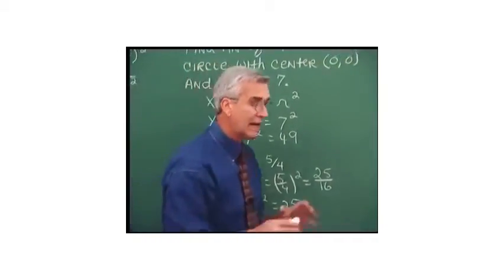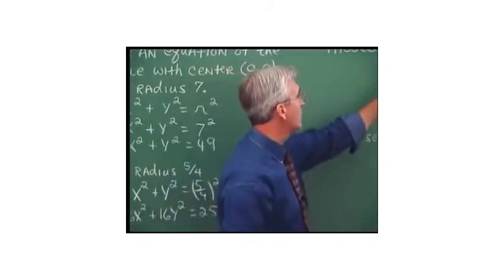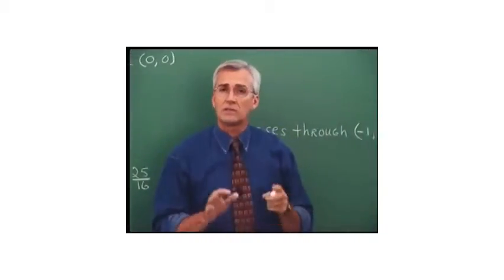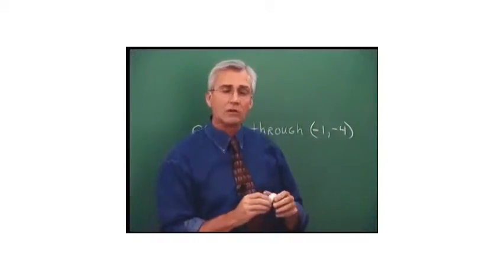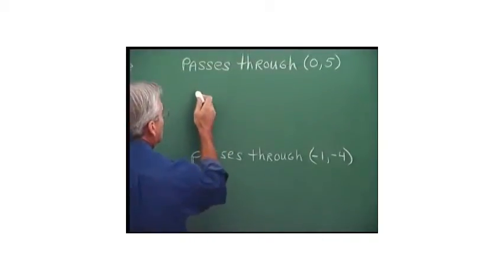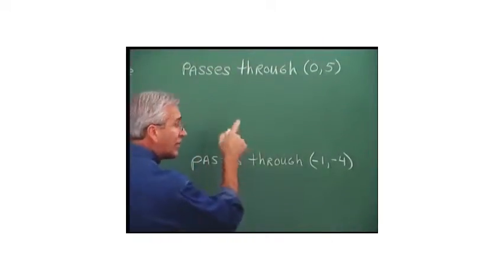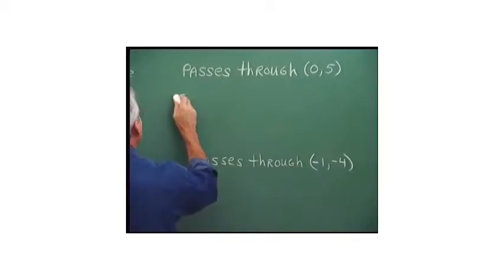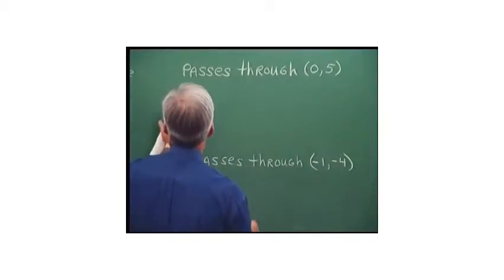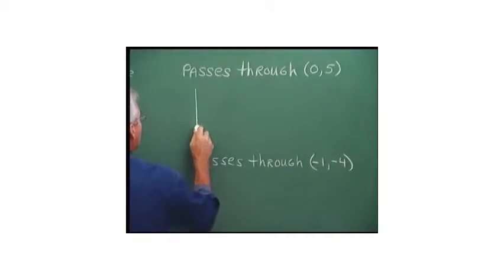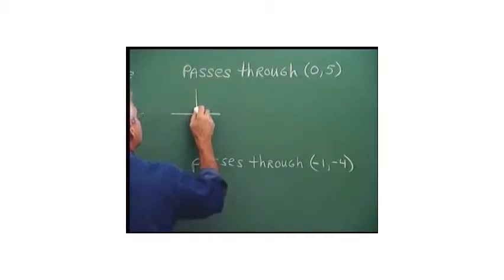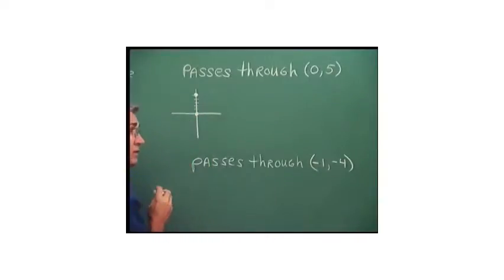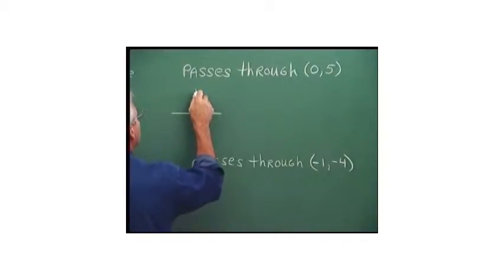Suppose we want to write an equation of a circle which passes through the point (0,5). Well, let's understand what circle we're looking to write an equation of. We've got a circle that has a center at the origin, and it passes through the point (0,5). So if I have a coordinate plane here and I identify the point (0,5), the circle goes through this point. And if this is the center of the circle, then the circle looks kind of like this.